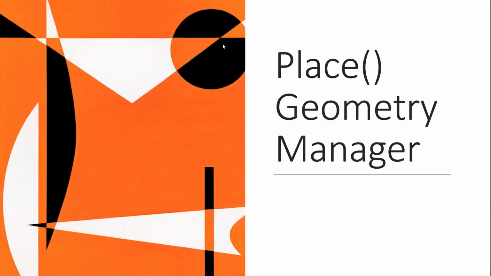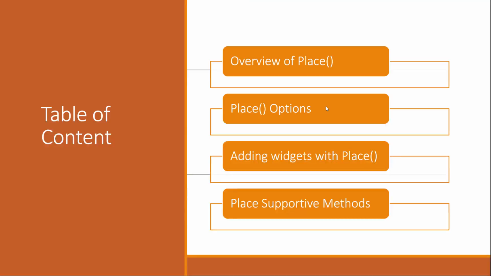This section is all about our last geometry manager, which is Place. We will start with the overview of Place Geometry Manager, where we will understand what it is and how to use it. Then we will explore the options available in Place Geometry Manager. After that, I will create an application where I will add all the widgets using Place Geometry Manager. In the end, we will discuss some supportive methods or functions associated with it.